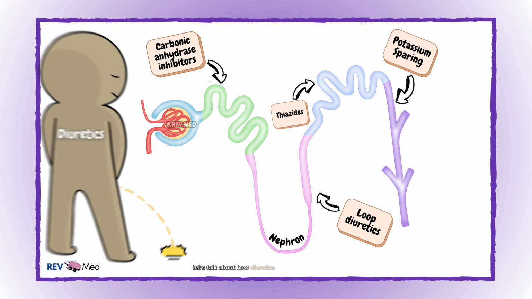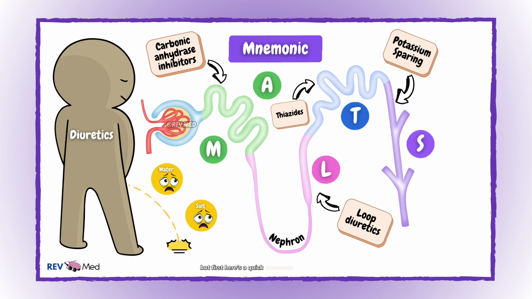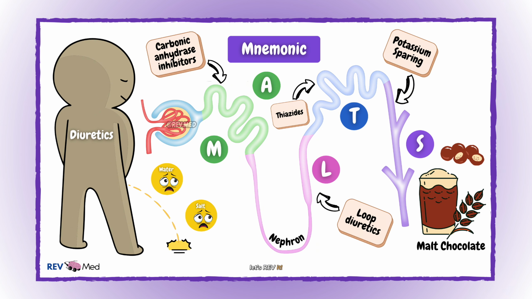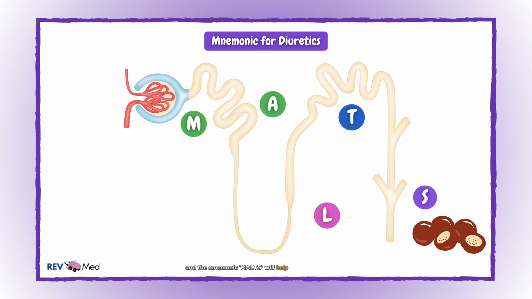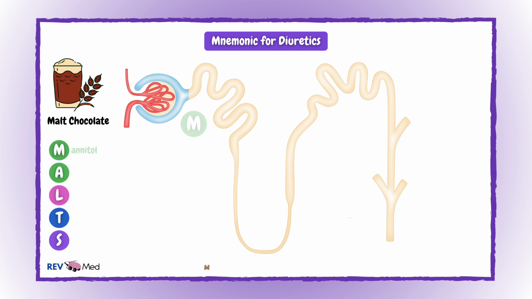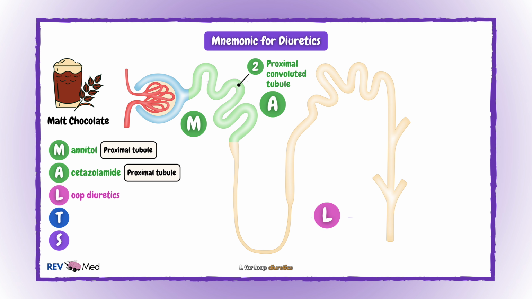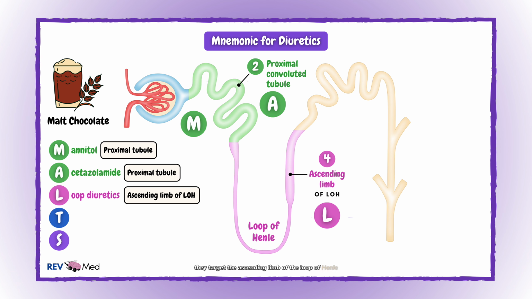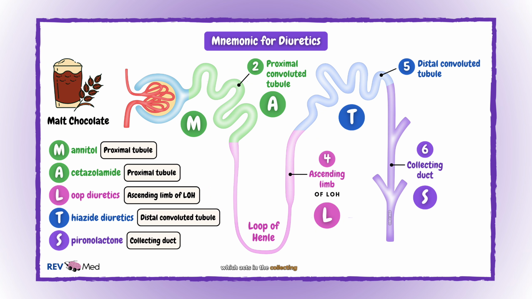Cool, now let's talk about how diuretics mess with this system to get rid of excess fluid. But first, here's a quick mnemonic to remember the diuretics and their sites of action, MALTS. Let's rev it. Here's the deal. Diuretics work at different sites in the nephron, and the mnemonic MALTS will help you remember them. Let's break it down like this. M for mannitol works in the proximal tubule, A for acetazolamide, also in the proximal tubule, L for loop diuretics, they target the ascending limb of the loop of Henle, T for thiazides, work in the distal convoluted tubule, and S for spironolactone, which acts in the collecting duct.